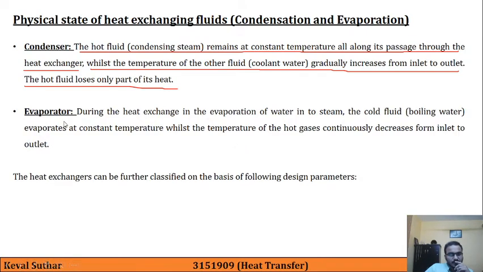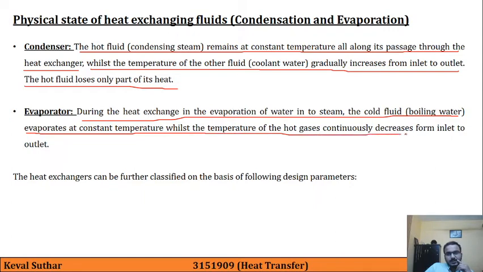I have also explained this portion of the evaporator with that figure, that during the evaporation of water into steam, the cold fluid, that is boiling water, evaporates at constant temperature, whilst the temperature of hot gases continuously decreases from inlet to outlet. We will repeat this portion in our next lecture because it will be utilized in LMTD also. That is the next topic of our next lecture.